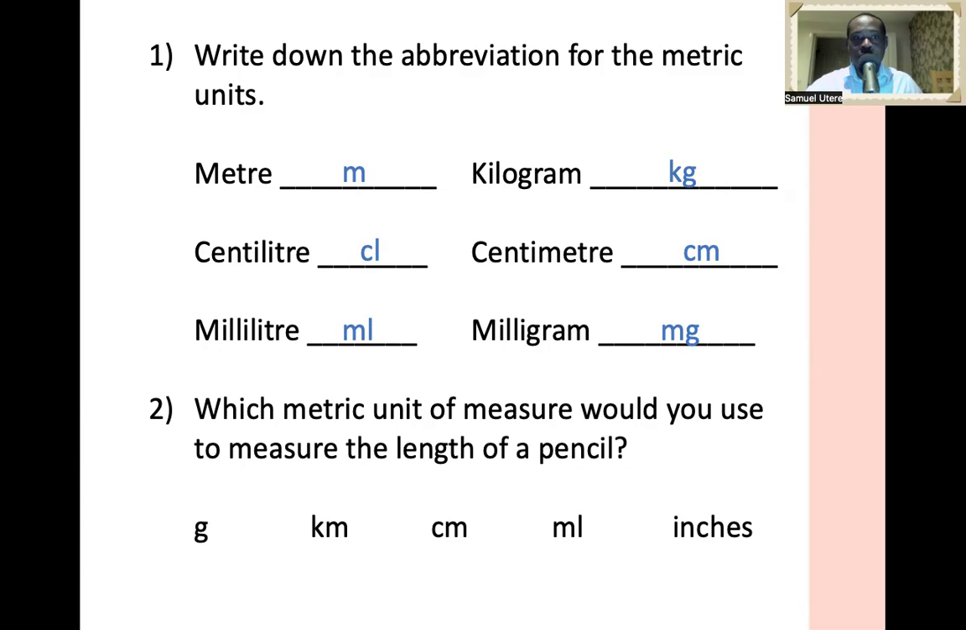Okay, question 2. You were asked which metric unit of measure you would use to measure the length of a pencil. Well, let's look at these units of measurement one after the other, and we'll make little comments about them that will help us see why we chose what we chose. Grams is used to measure mass, so it's definitely not suitable to measure the length of a pencil. Milliliter is used to measure capacity or volume, so it's not useful.